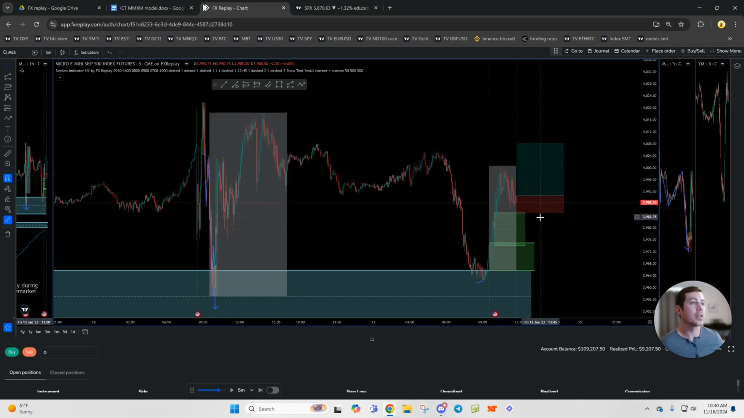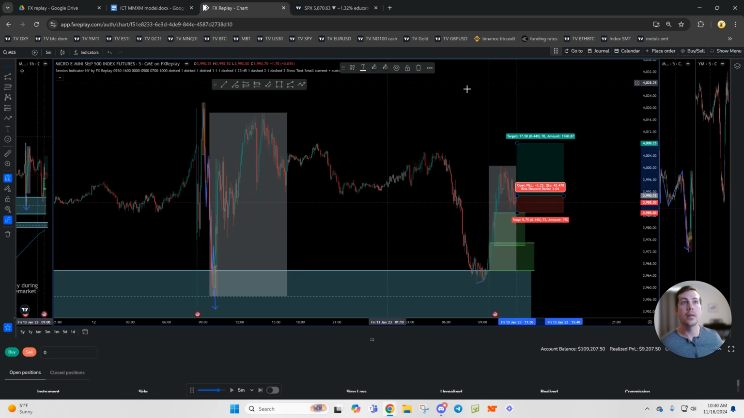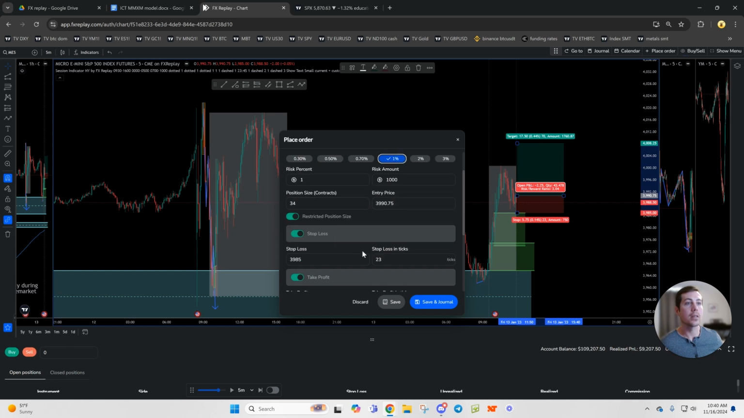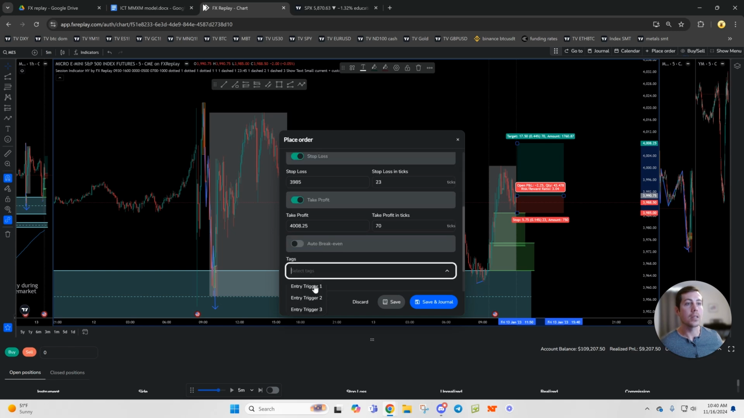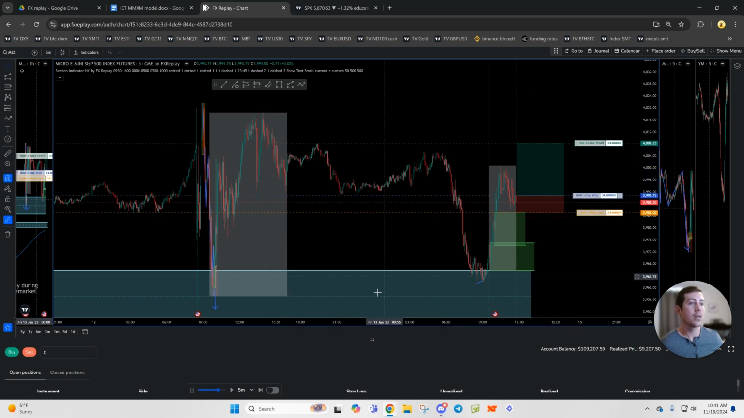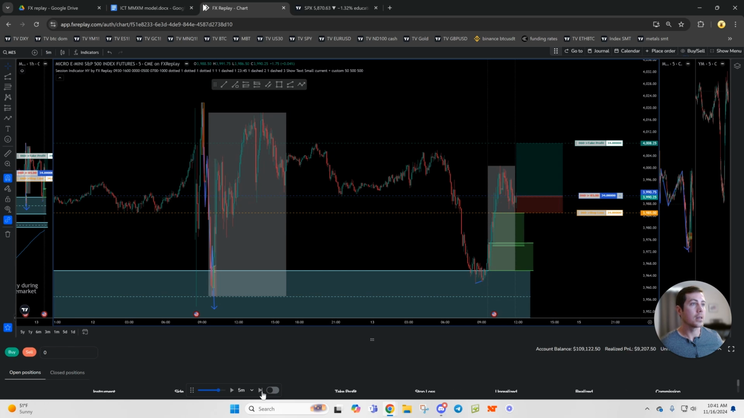So I'm going to be using a buy stop if we get a high above this kind of previous candle that wicked into the demand. I'll come here, place the order, 1% of my initial balance. I'm going to use the entry trigger 2 tag for this one, and it's going to be a buy stop. So we'll save this, and let's see if we get tagged in. We get tagged in pretty much immediately, so let's just fast forward.